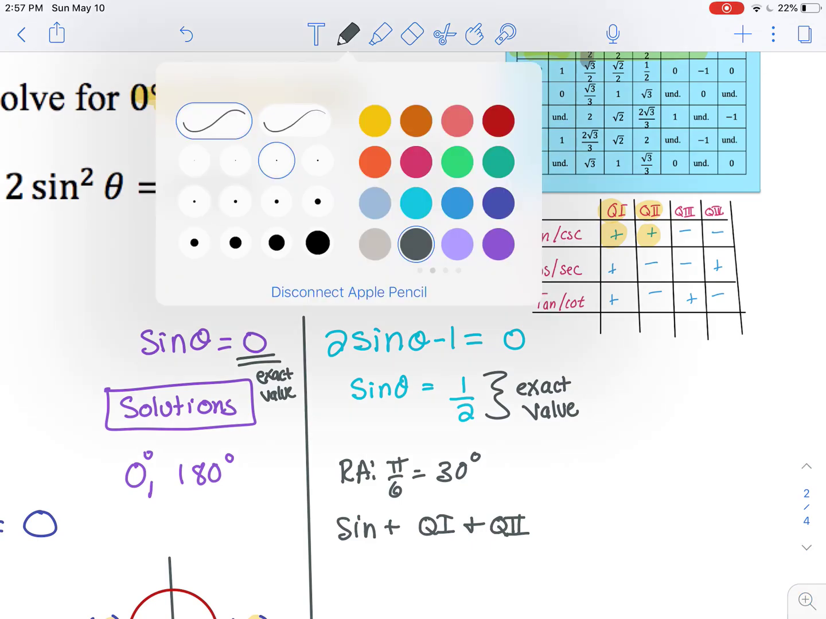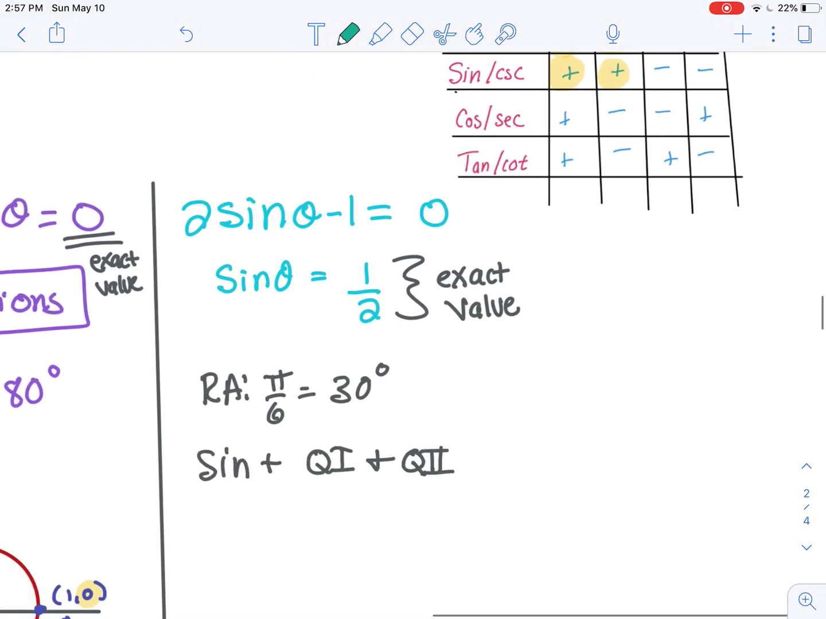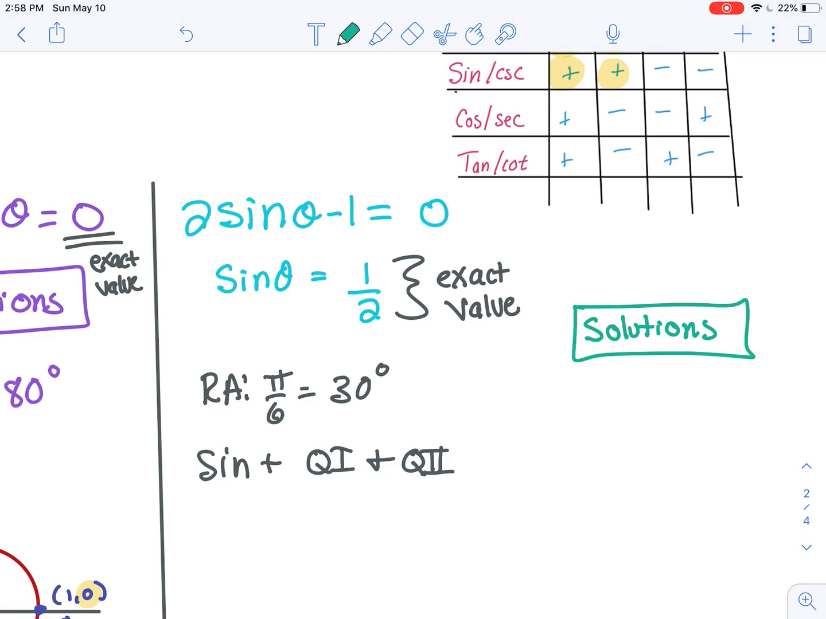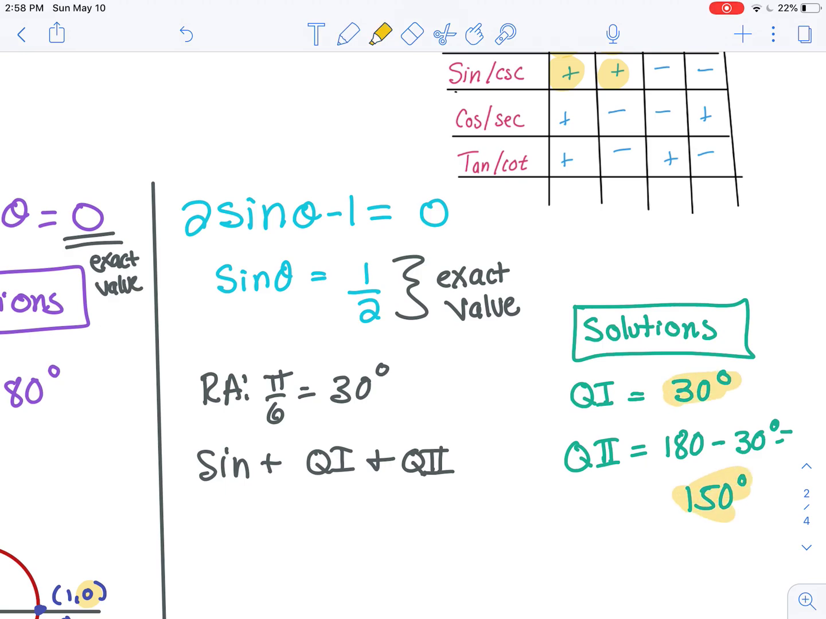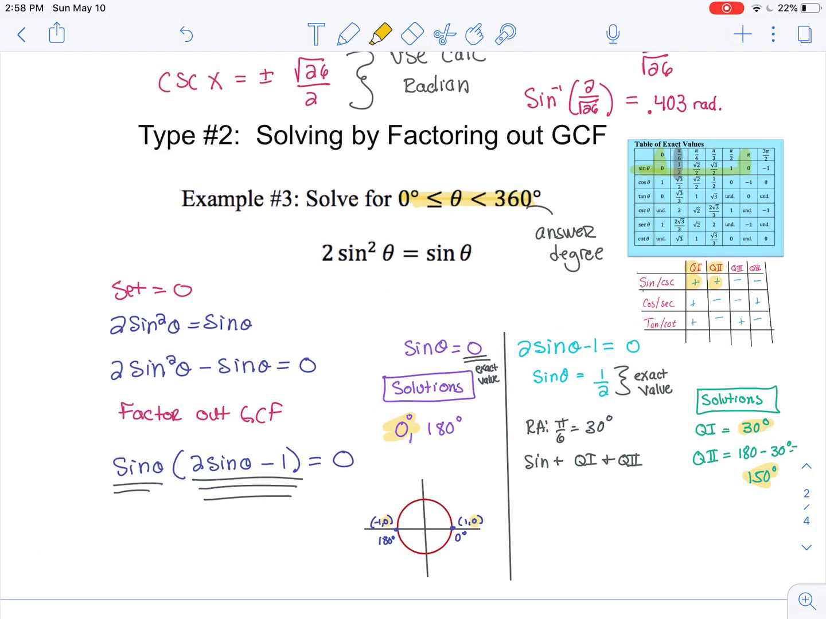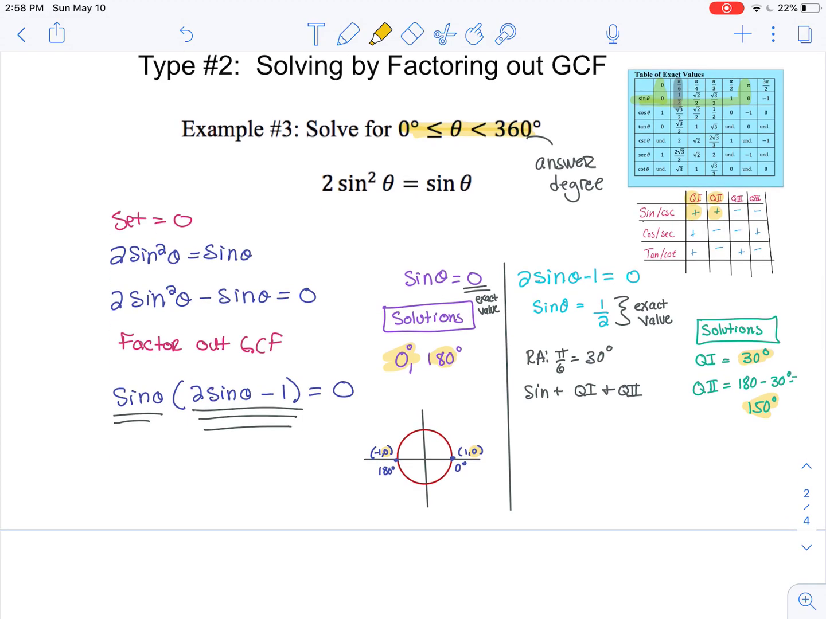So now I can come up with my solutions. My solutions need to be in degrees. My quadrant 1 solution is just going to be 30 degrees. My quadrant 2 solution is going to be 180 minus 30 degrees, or 150 degrees. So I have 1, 2, 3, 4 solutions.